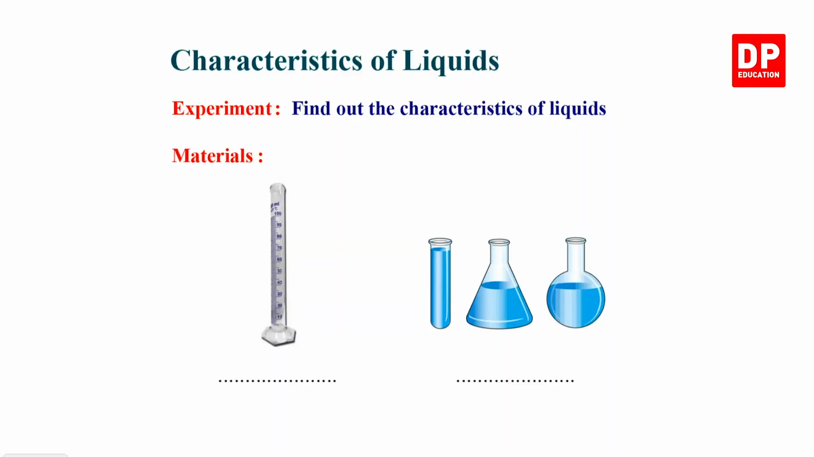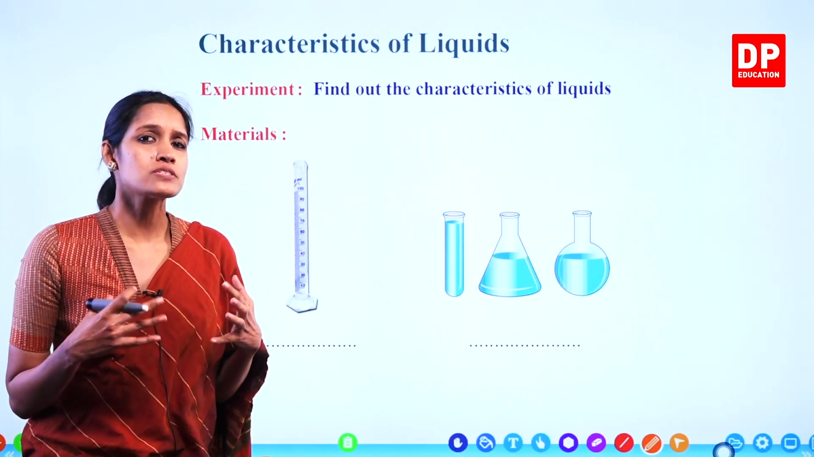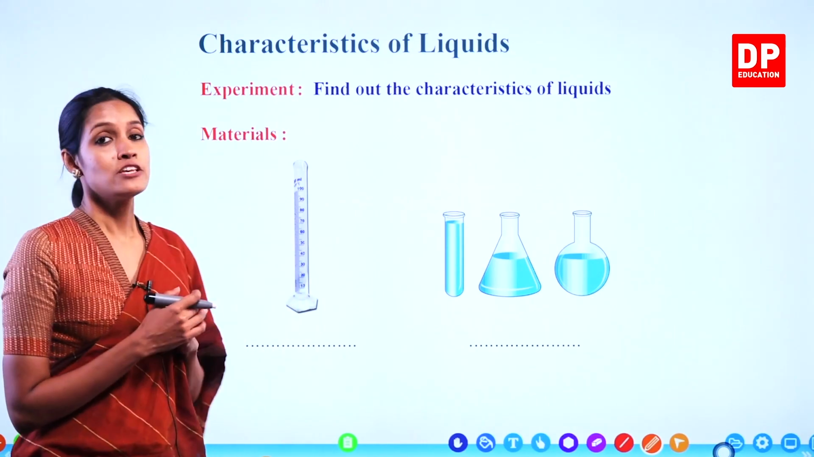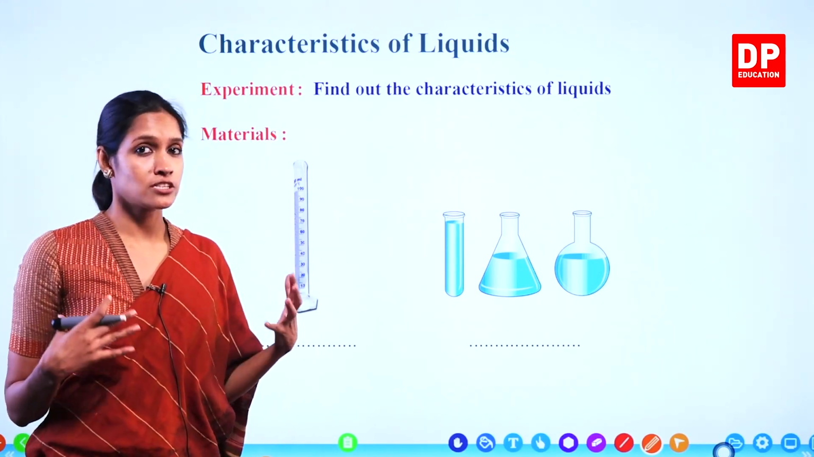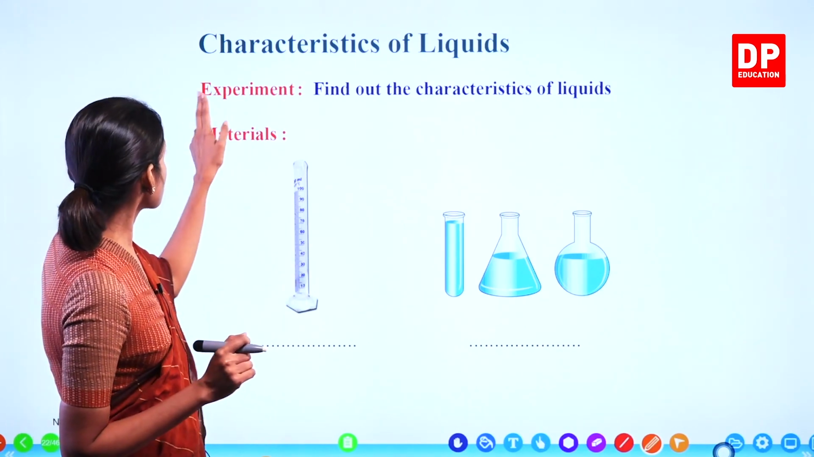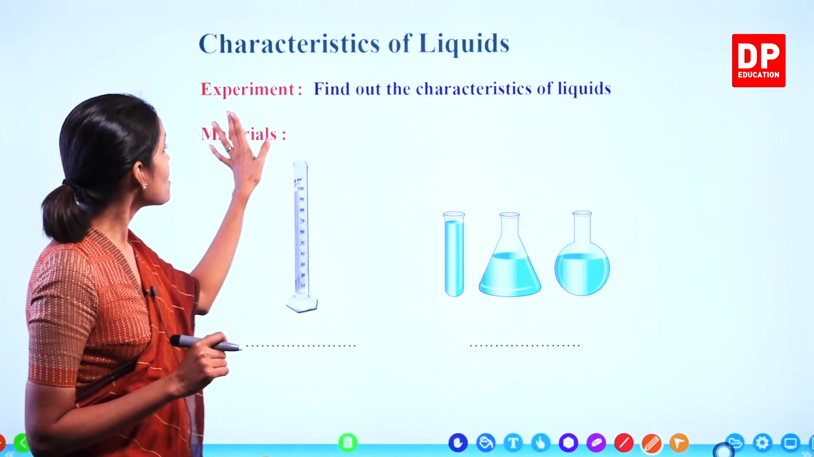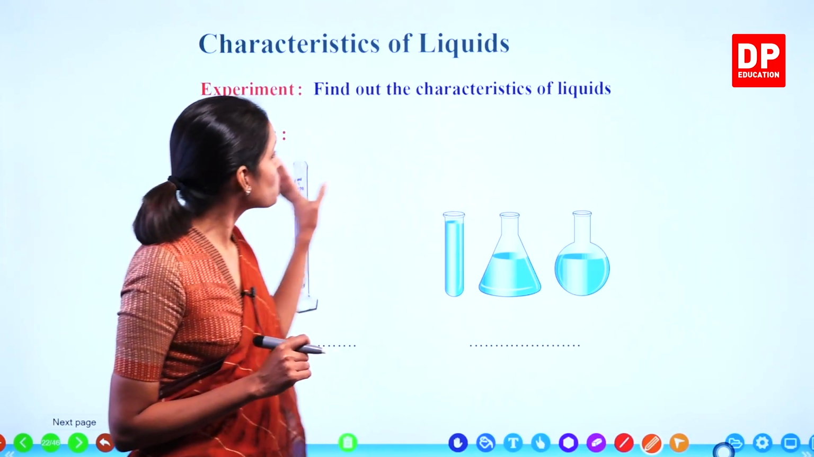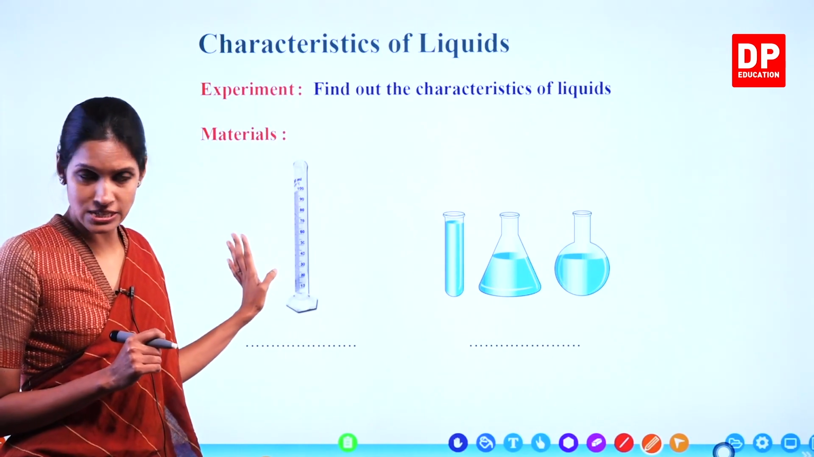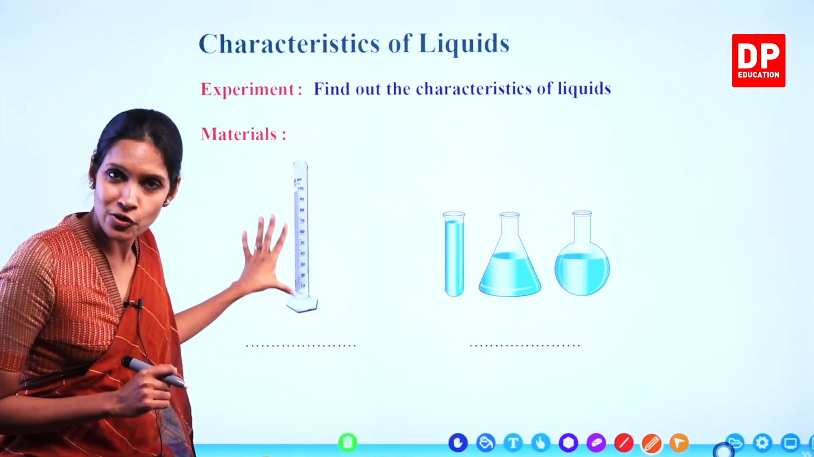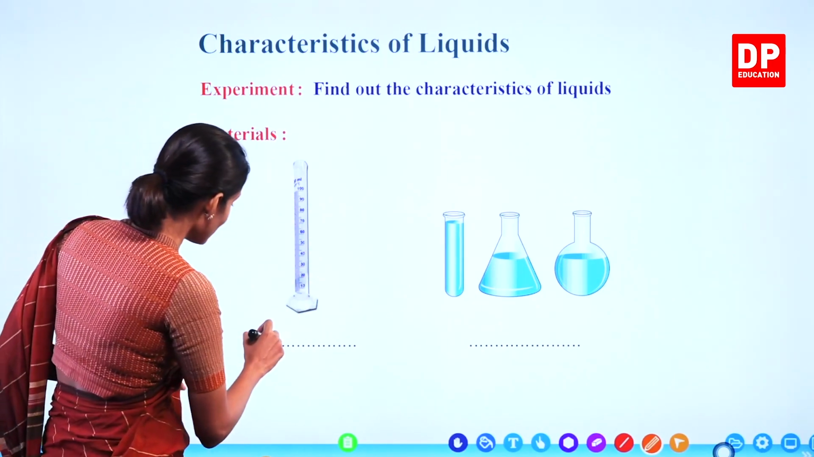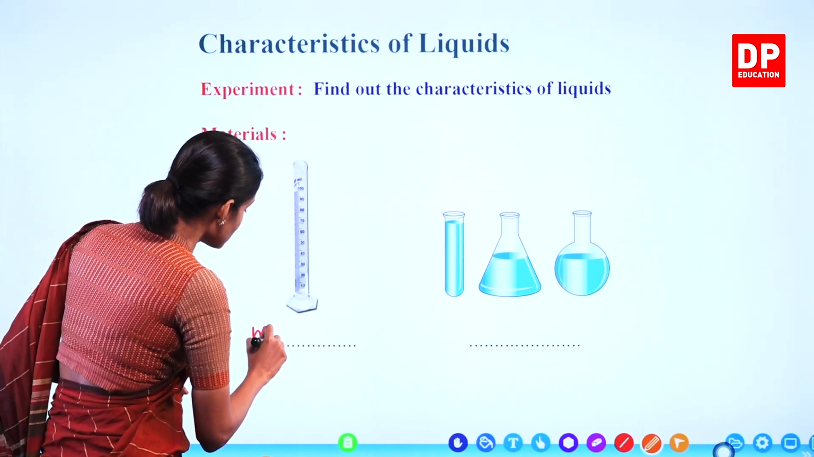Okay, children. What do we have here? Characteristics of liquids. So in order to study the characteristics of liquids, we are going to do this experiment. So we all know what are the steps coming under an experiment, right? So the title here is find out the characteristics of liquids. So what do we need? What are coming under materials? We need, what is this now? This is, you all know, a measuring cylinder, right? We need a measuring cylinder.